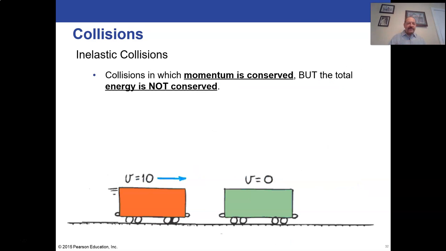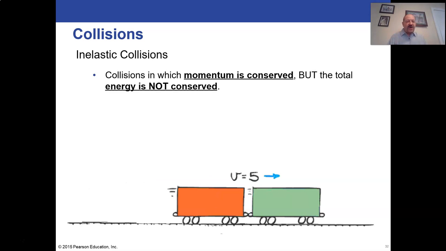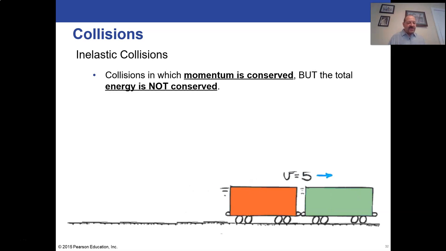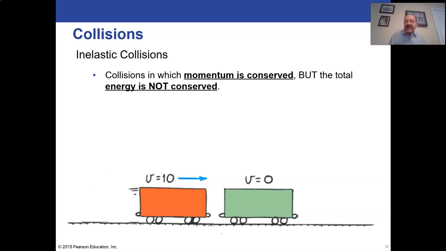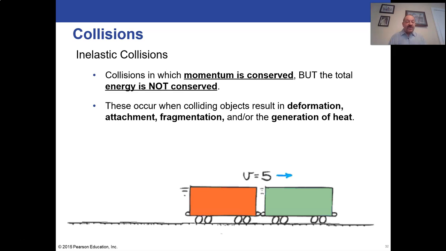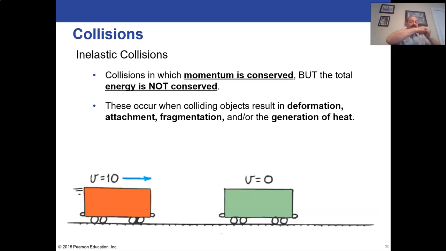Now you also have inelastic collisions. Momentum is still conserved in all collisions. But now the energy is not conserved. Why? Because some of the energy is lost somewhere. It's really conserved. It's just gone from the collisions. So these occur when you have a deformation. Two things collide and something gets bent.